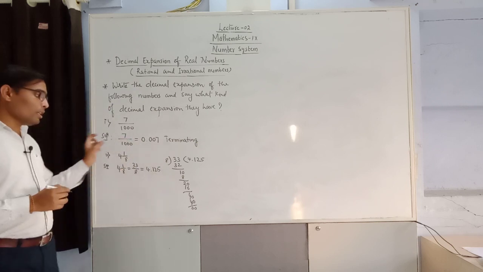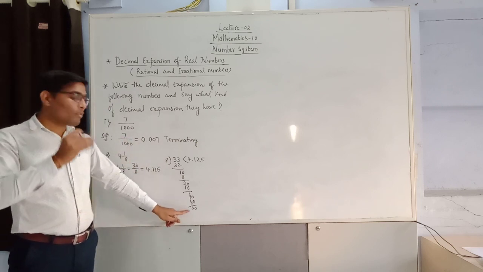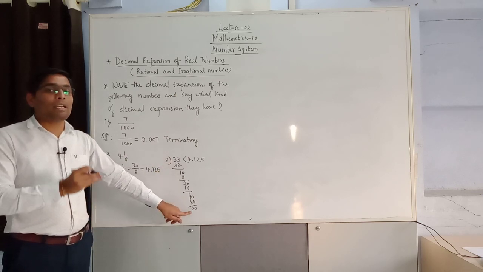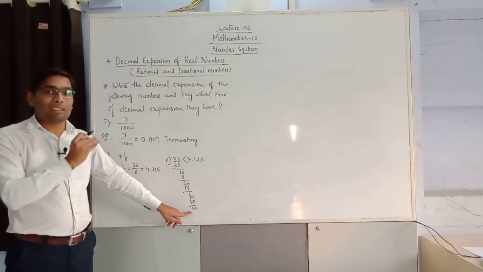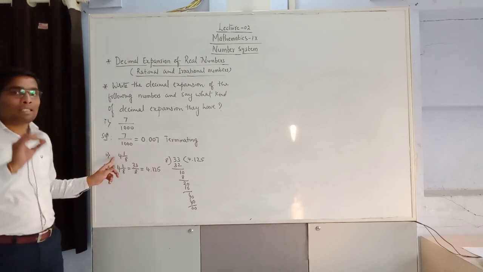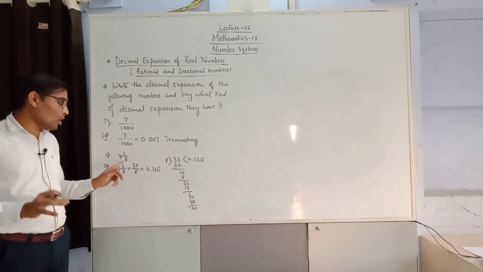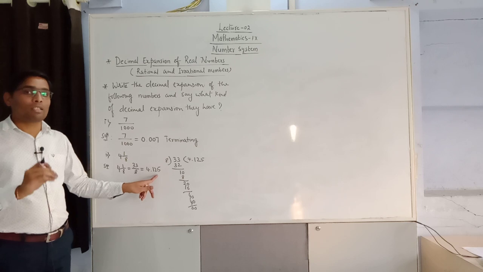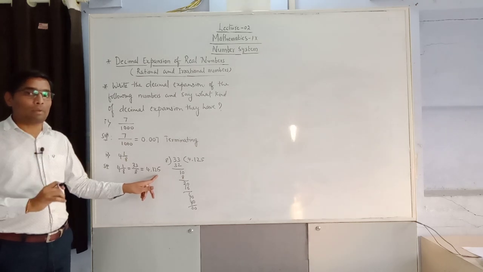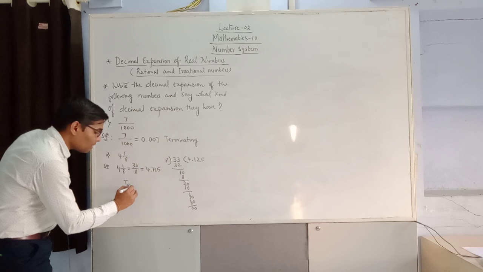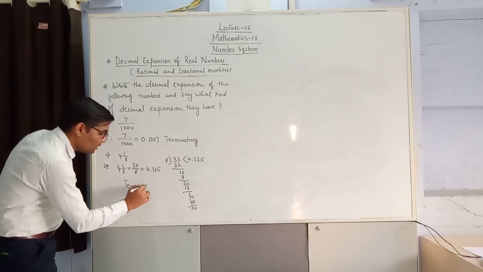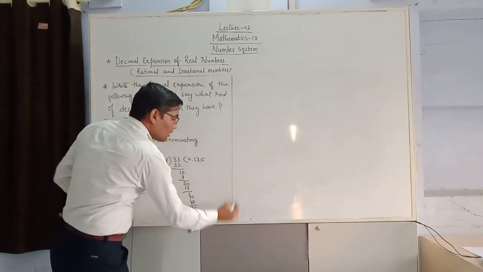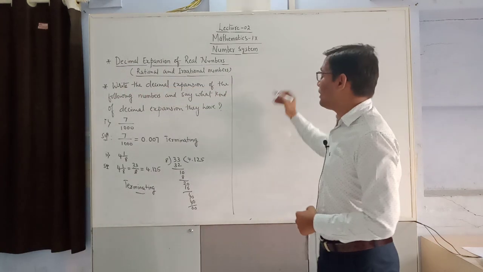4.125. Now see here, whenever we do a division of any number and we get a remainder of 0, then the given number has a terminating decimal expansion. If after the decimal point there is a countable number of digits, then we call that decimal expansion a terminating decimal expansion. Now moving to the third problem.